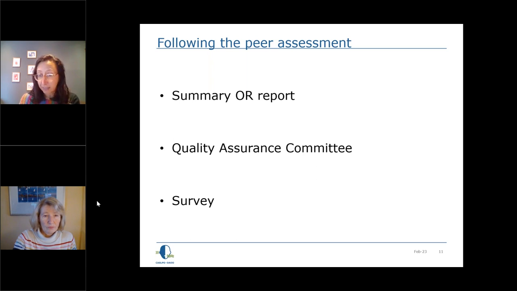You'll get sent a copy of the summary or report and have a week to provide a response to the committee. The report, the summary, and any information that you send are all anonymized. So the Quality Assurance Committee won't know your name. They'll just know that it was peer assessment number 162 from 2023.